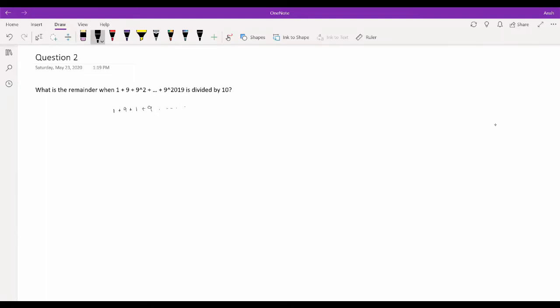But a nicer way to think about this is if we rewrite 9 as negative 1 mod 10. This would just be 1 plus negative 1 plus negative 1 squared, so this is just 1's with alternating signs. So you get 1 minus 1 plus 1 minus 1 all the way until negative 1 to the 2019. Since negative 1 to the 2019 is negative, it ends with a 1 minus 1. So all of these should cancel out because you can pair each 1 with a negative 1. So this would be 0 mod 10.